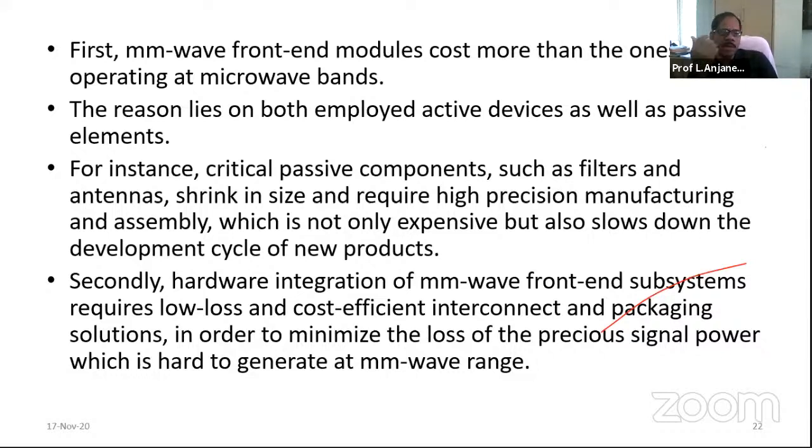Okay, so now another reason is the hardware integration of the millimeter wave front end subsystem. We require very low loss and very cost effective interconnects, because we have to combine them into several things. The packages are to be assembled, so all that becomes quite costly, and also the interconnecting lines. That means one module to another module.